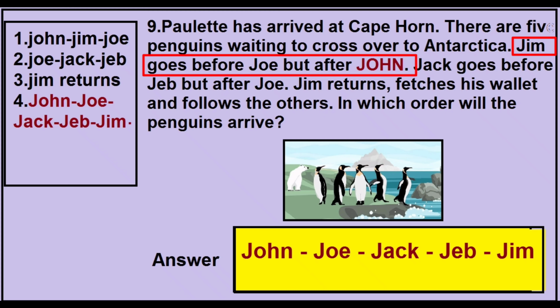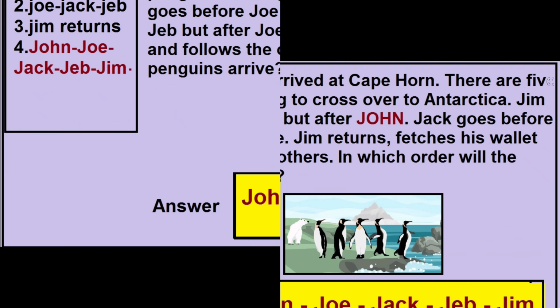From this position, it is said here, Jim goes before Joe, but after John. So just see the number 1 here that I have shown here. And in number 2, Jack goes before Jay, but after Joe. And at last, number 3, Jim returns. So if you find this set of question, then the correct answer will be John, Joe, Jack, Jeb, Jim. So just click the answer that I have shown here if you find this set of question.